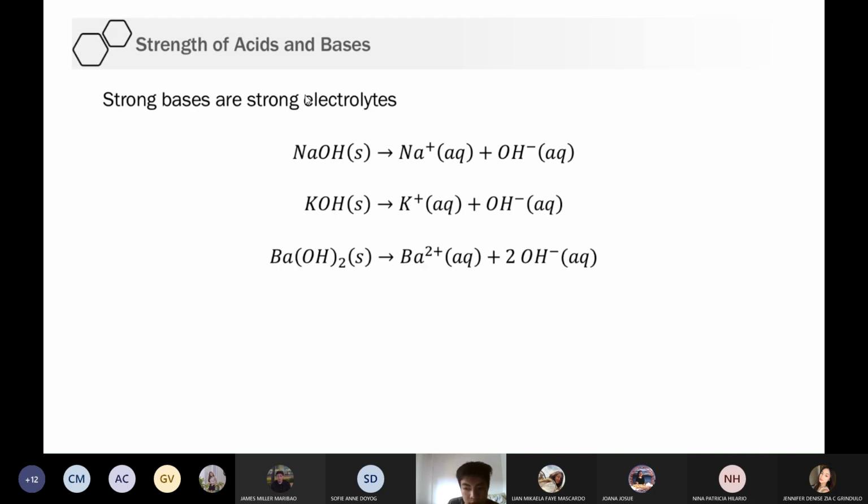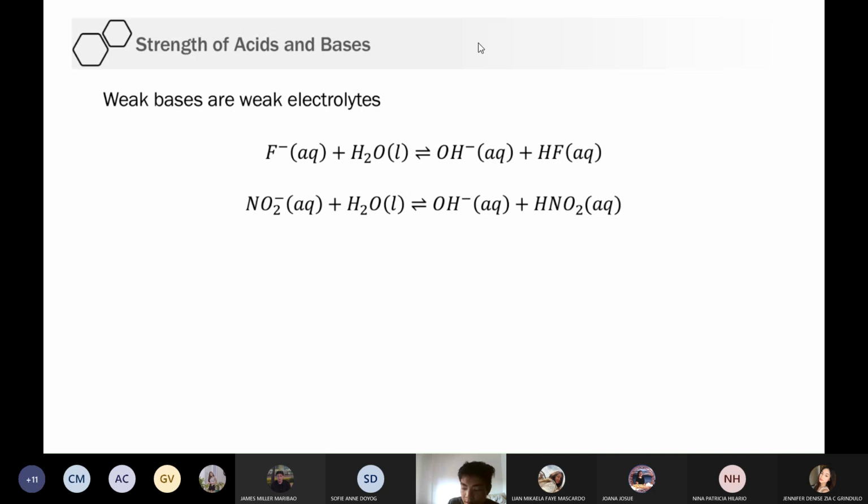Pag bases naman, ganun din. We have metal, non-metal. In our case, yung non-metal natin ay OH. Lahat ng mga to, they will fully dissociate into ions, unless it is a precipitate. Wag muna precipitate, sa dulo yan ng chapter na to. Saka na natin pag-uusapan yun.